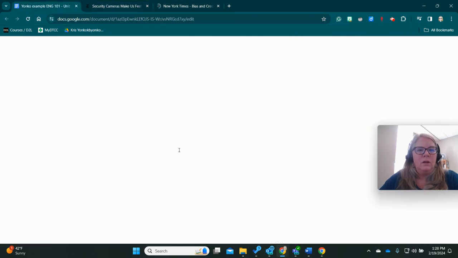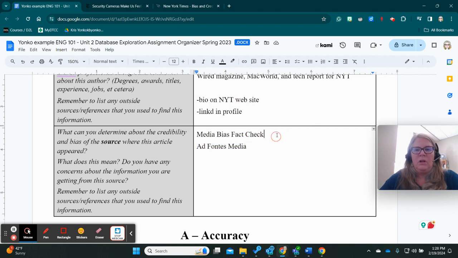Nope. Here. All right. So Media Bias Fact Check rates the New York Times as highly credible with a left center bias. Oh, it's going to come back up here too.